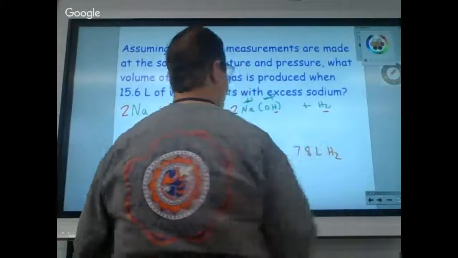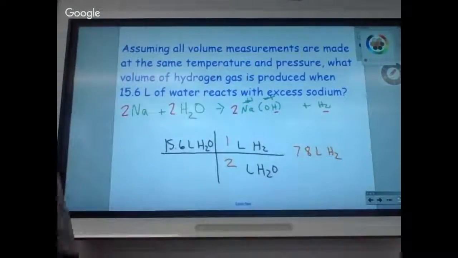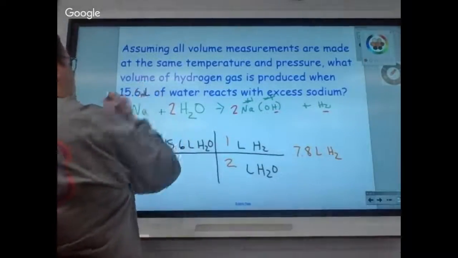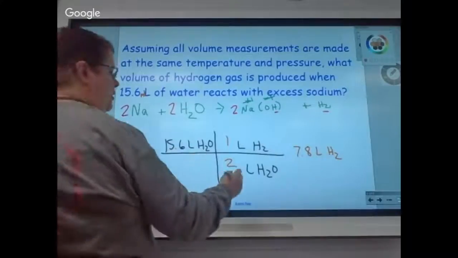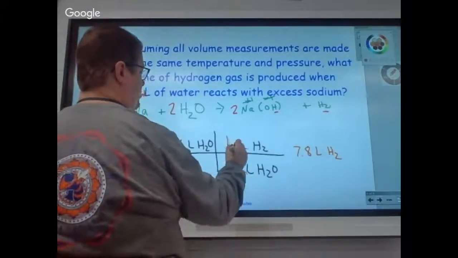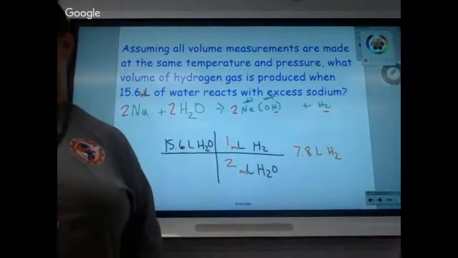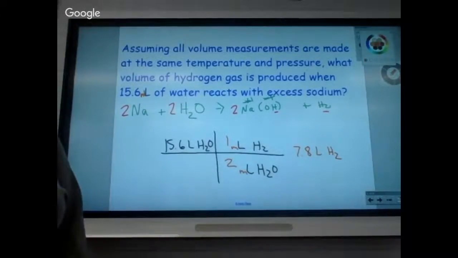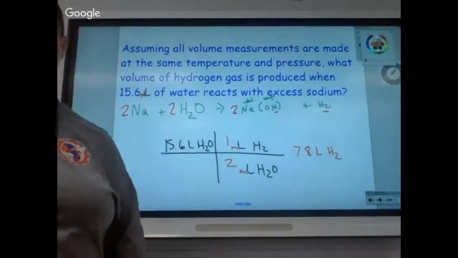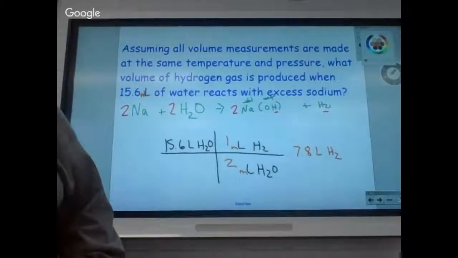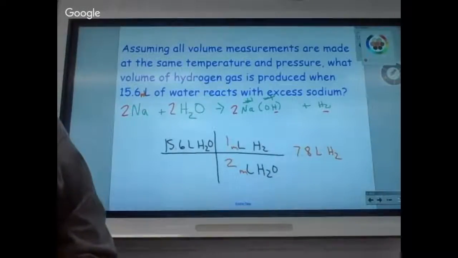Now, if you get the information in milliliters, do you have to change it to liters? Let's just say this was milliliters for a second. If that was milliliters, this would just say milliliters to milliliters. You do not have to change it to liters. It can be done in milliliters too. Questions?